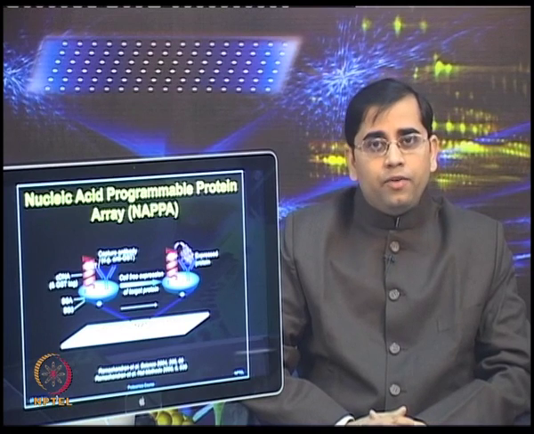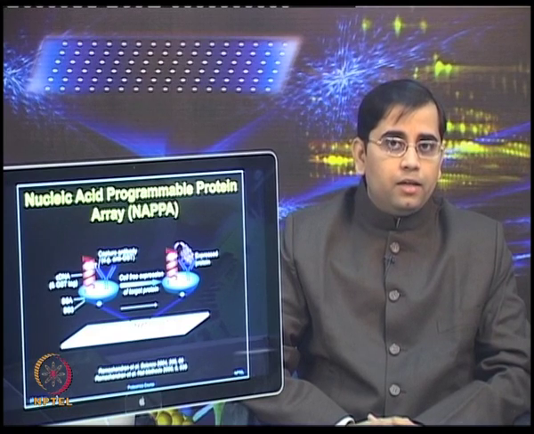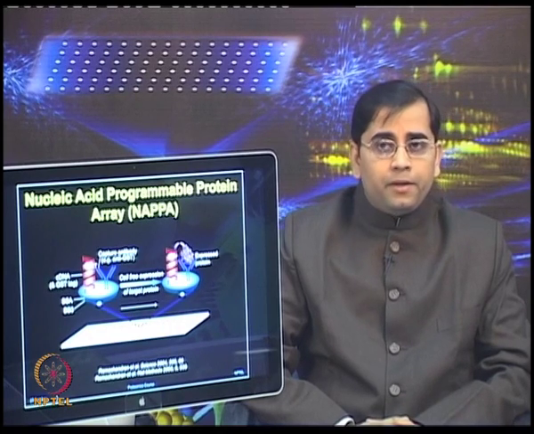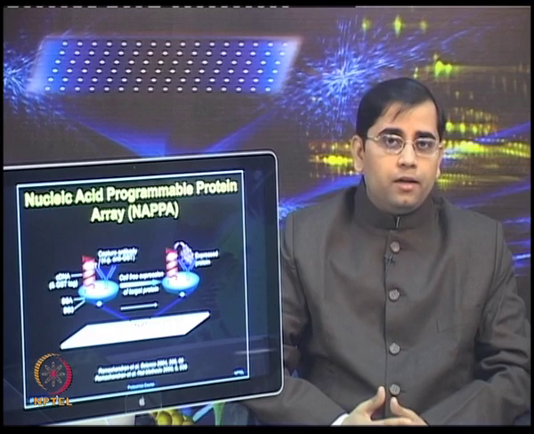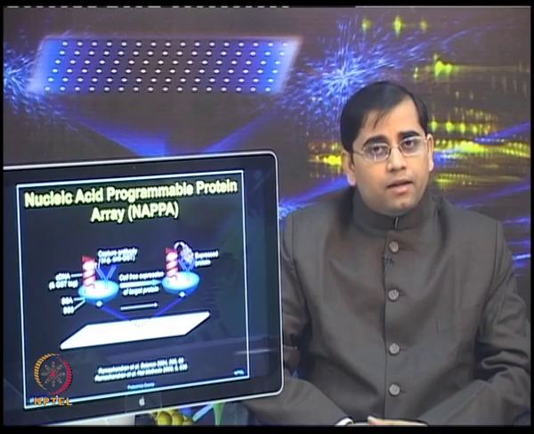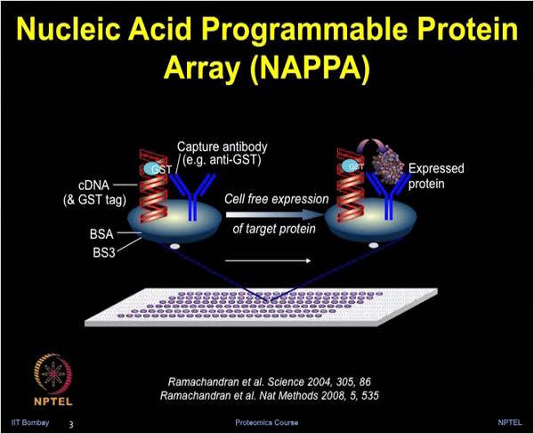The array surface is activated by the addition of a cell free expression system, which could be wheat germ expression system or rabbit reticulocyte lysate. Rabbit reticulocyte lysate is more preferred for eukaryotic mammalian protein expression. So, the target proteins are expressed and immobilized in situ, and they are detected by using a universal anti-tag antibody. In this slide I have shown you the anti-GST tag and anti-GST antibody. If you have a GST tag, you can use anti-GST antibody.